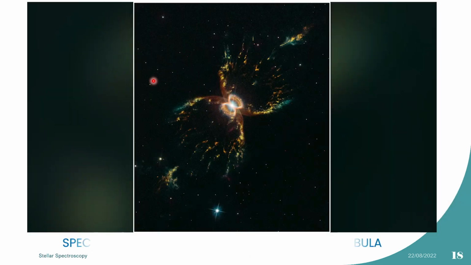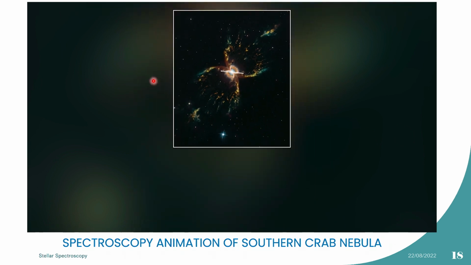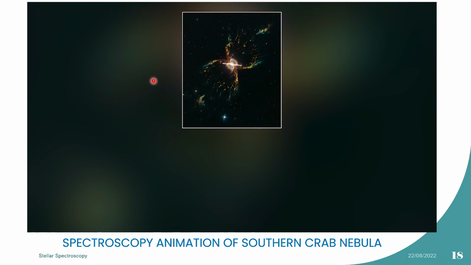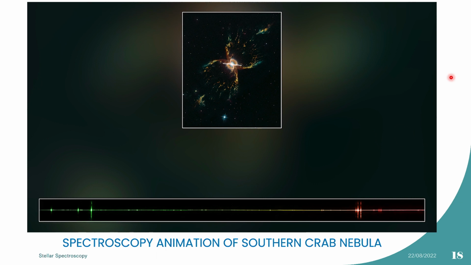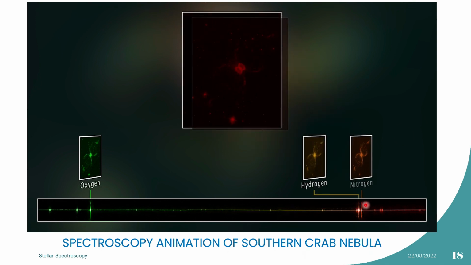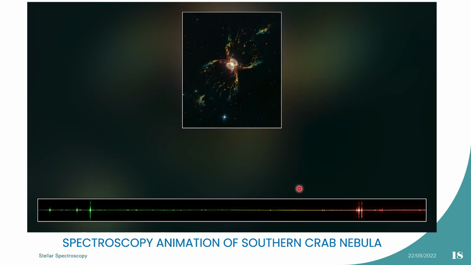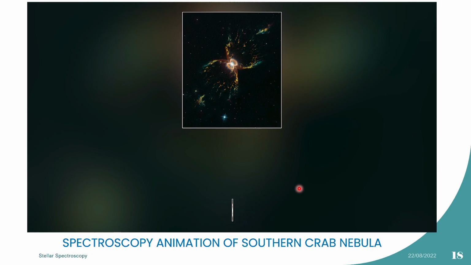This is the spectroscopy animation of the Southern Crab Nebula, and here, if you probe at the center of this nebula, you will find the spectral signatures of different elements. For example, this is the presence of oxygen, and this is due to hydrogen. Next comes the nitrogen, and finally the sulfur. If you use different kinds of filters, you will notice the presence of these elements.